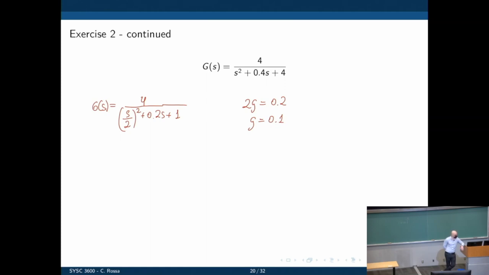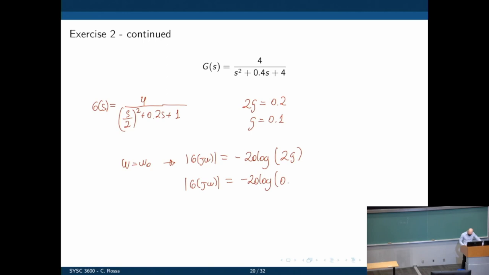Okay, now that we determined zeta, we can determine what happens at the cutoff frequency, a bump or a decrease in the magnitude. So when omega equals omega 0, the magnitude is negative 20 log of 2 zeta. Negative 20 log of 0.2 is approximately 14 dB. So at the cutoff frequency, we have an increase of 14 dB.